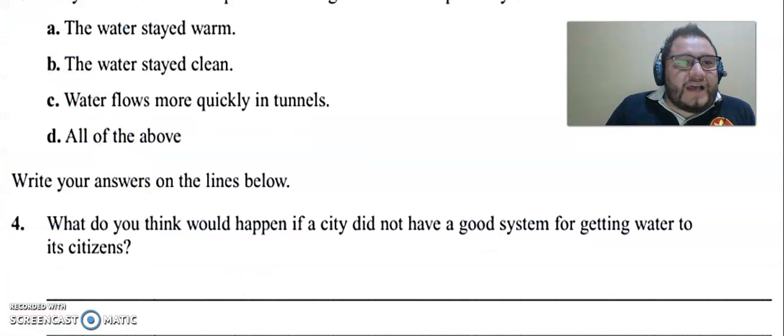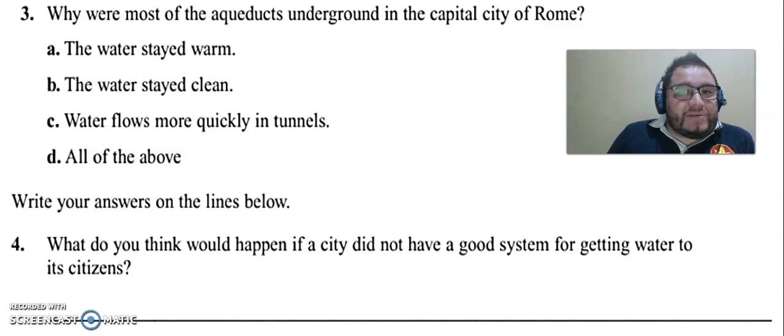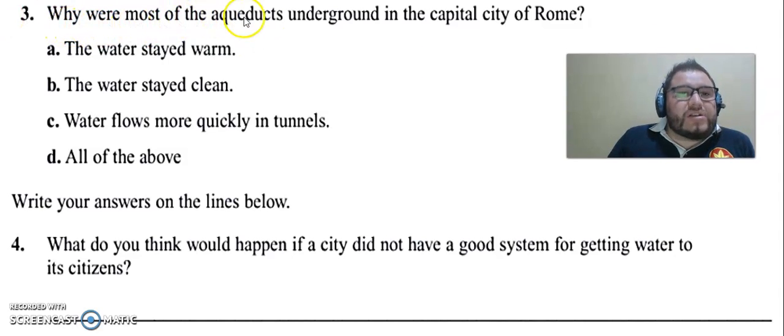So the last question is, why were most of the aqueducts underground in the capital city of Rome? Why were most of the aqueducts underground in the capital city of Rome? Option A, the water stays warm. Option B, the water stays clean. Option C, water flows more quickly in tunnels. All of the above is the letter D. Water flows more quickly in tunnels.